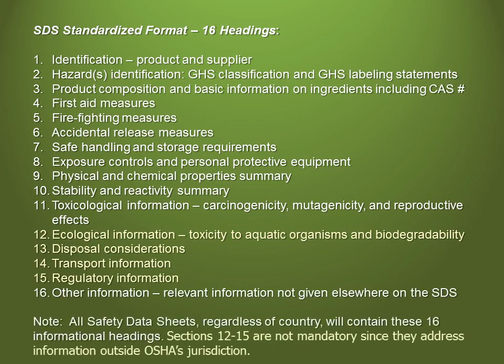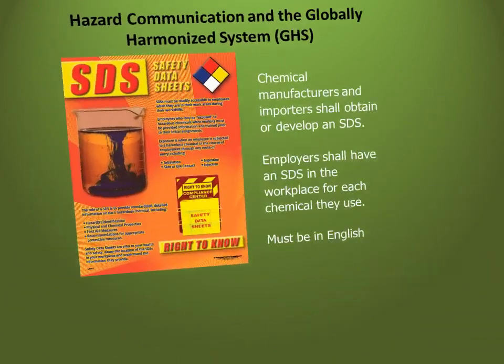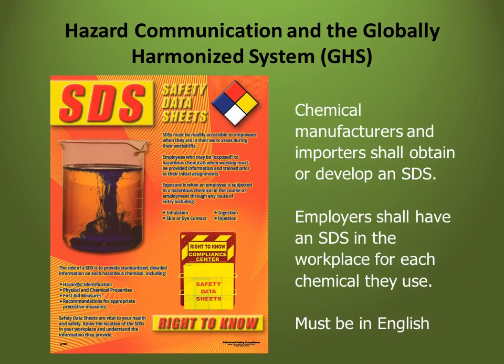Note, all safety data sheets, regardless of country, will contain these 16 informational headings. Sections 12 through 15 are not mandatory since they address information outside OSHA's jurisdiction. Chemical manufacturers and importers shall obtain or develop an SDS. Employers shall have an SDS in the workplace for each chemical they use, and they must be in English.